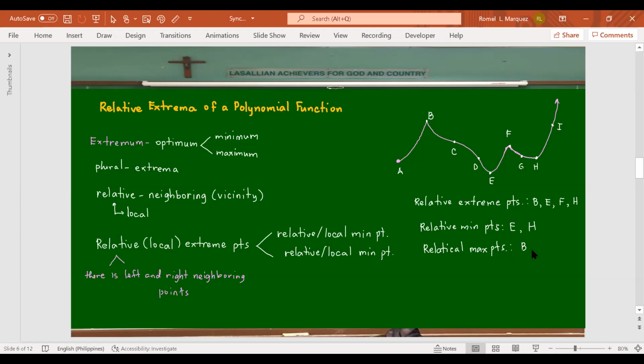B and F. Why is it that we don't consider A as a relative min or relative max? Because it doesn't have a neighbor from the left. Okay? The requirement to be a relative min or relative max is that there must be neighbors from the left and from the right, and that point must be either greater than all the points in the neighboring or less than them.